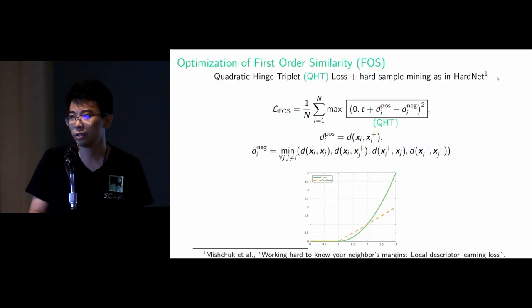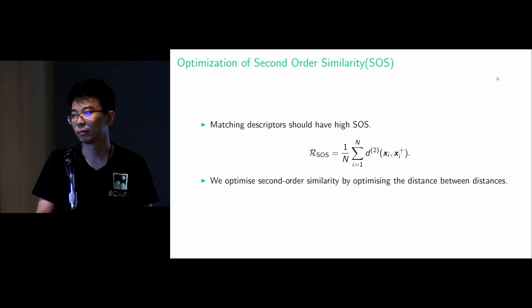And for the optimization of the first order similarity, we propose a quadratic in trivial loss, and we use hard sample mining. The proposed QHD can weigh the gradients by the magnitude of the loss. For the optimization of the second order similarity, we follow the intuition that matching discriminators should also have high second order similarity. And we optimize second order similarity by optimizing the distance between distances.